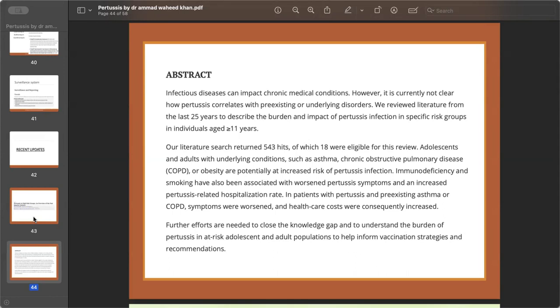Adolescents and adults with underlying conditions such as asthma, chronic obstructive pulmonary disease, or obesity are potentially at increased risk of pertussis infection. Immunodeficiency and smoking have been associated with worsened pertussis symptoms and an increased pertussis-related hospitalization rate. In patients with pertussis and pre-existing asthma or COPD, symptoms were worsened and healthcare costs were consequently increased. Further efforts are needed to close the knowledge gap and to understand the burden of pertussis in at-risk adolescent and adult populations, to help inform vaccination strategy and recommendations.